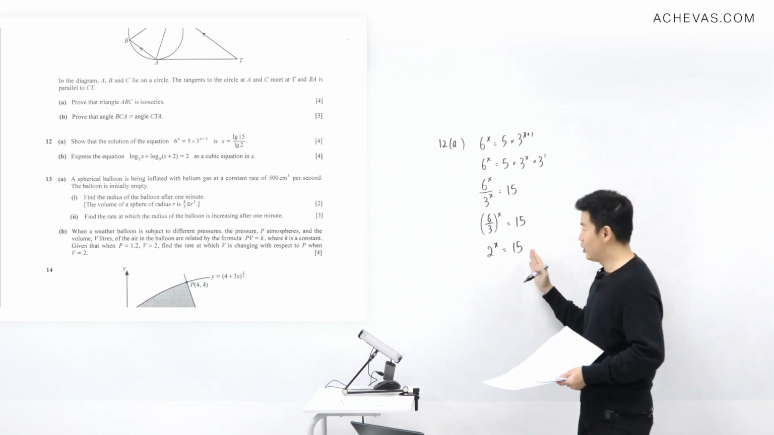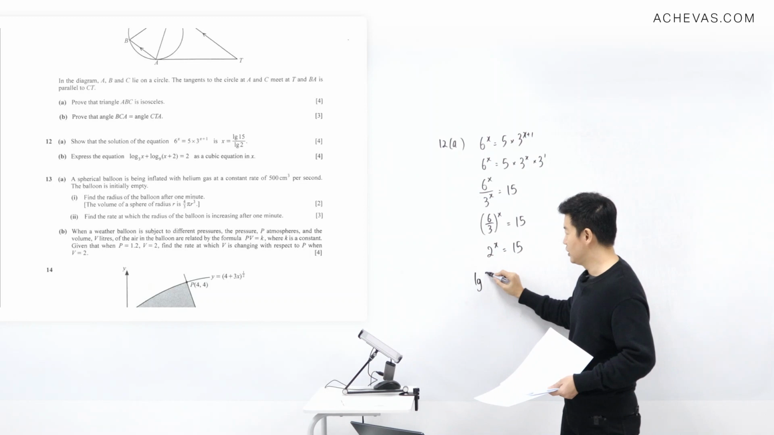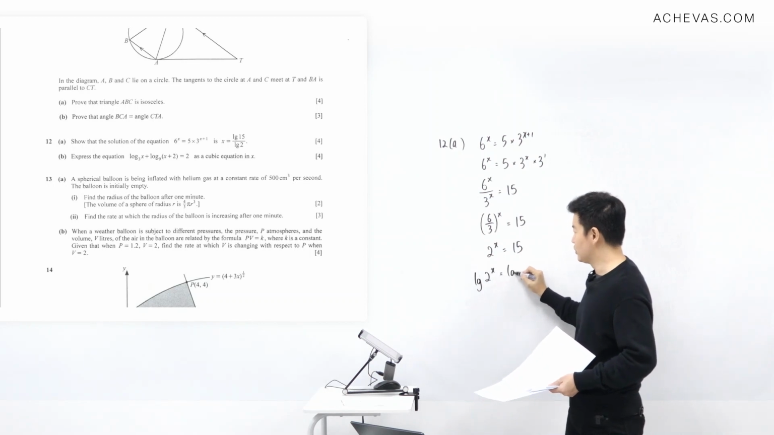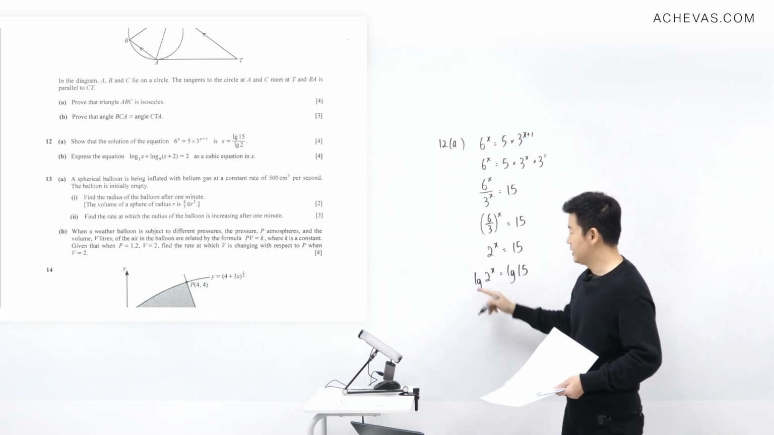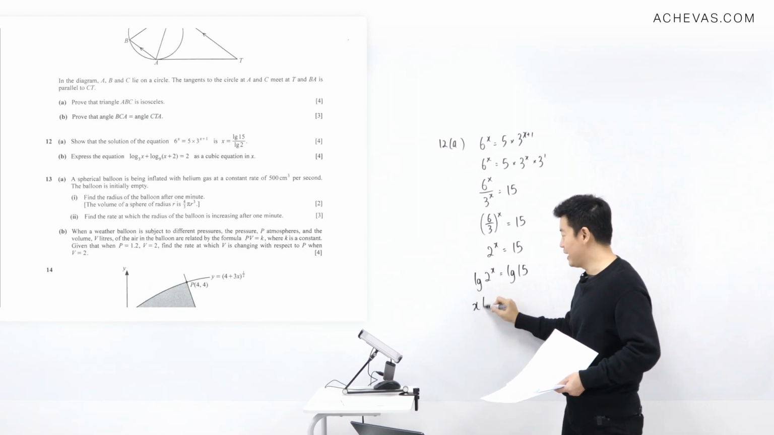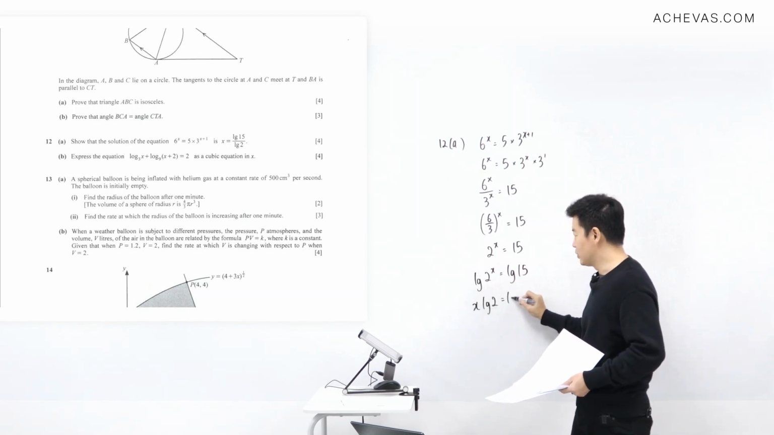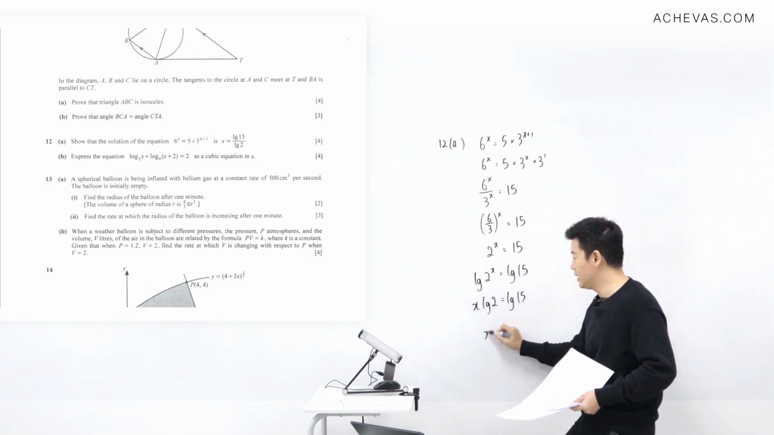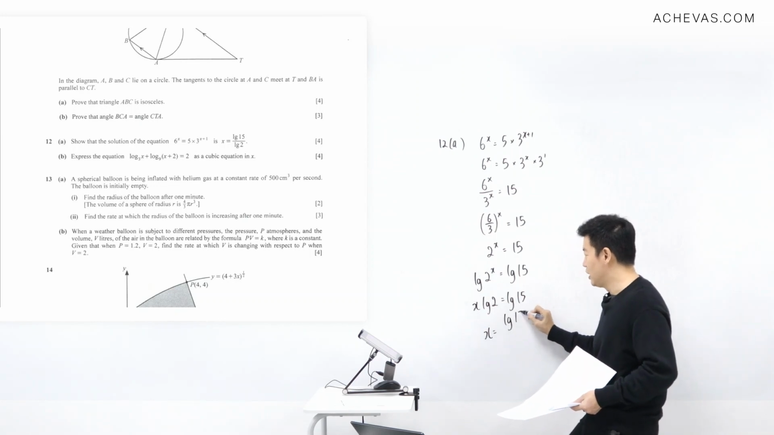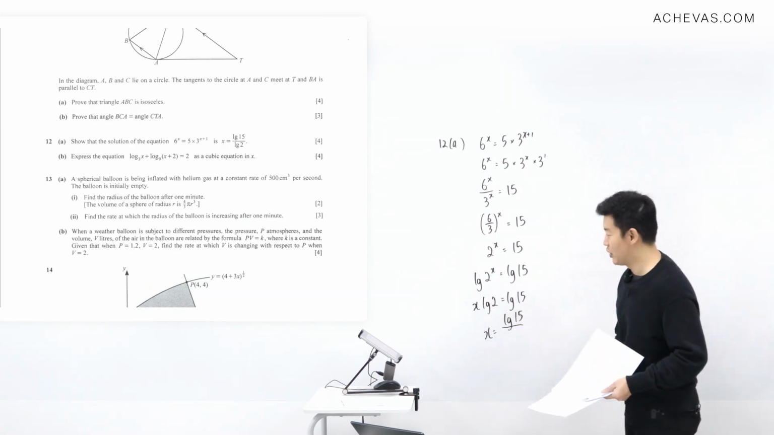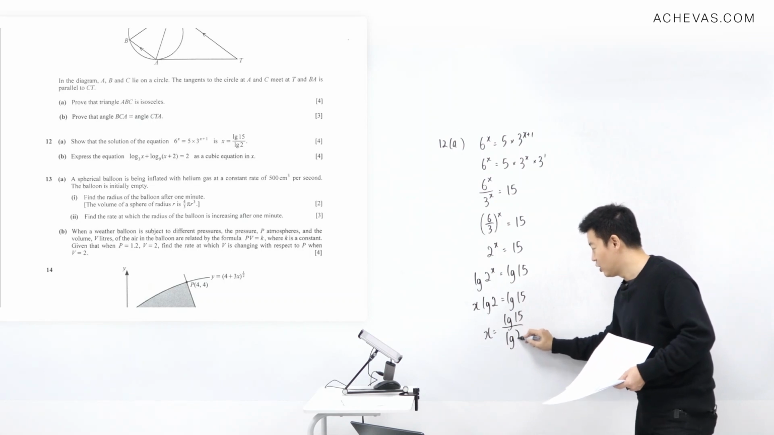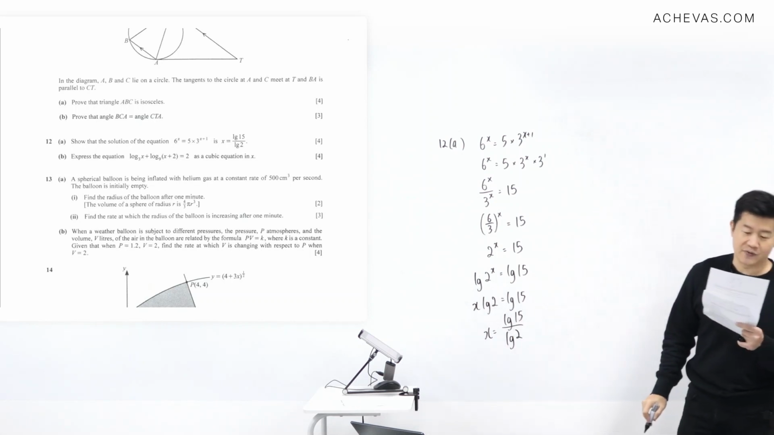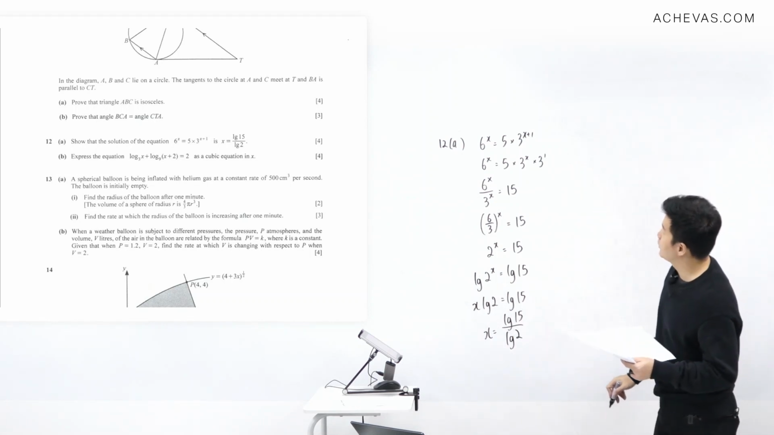I'm going to apply log on both sides. So log 2 to the power x is equal to log 15. This x, if I were to bring it forward, it will be x log 2 is equal to log 15. And this is what the question wants us to show. x is going to be equal to log 15 over log 2. So this is for part A. Let's take a look at part B.